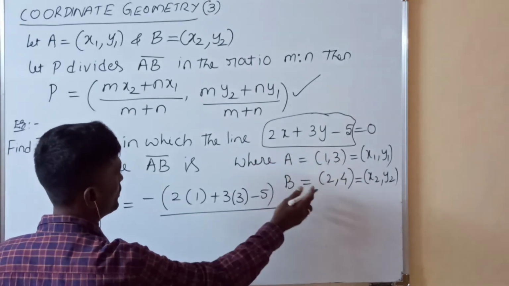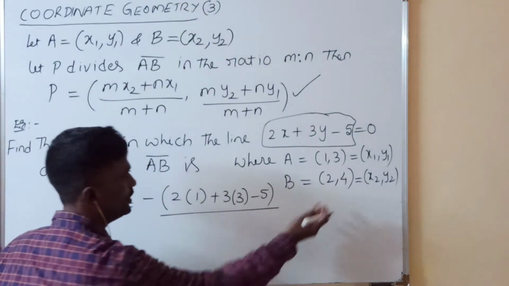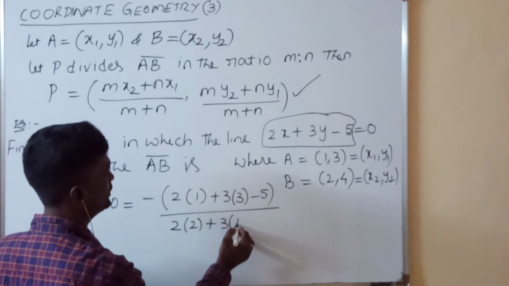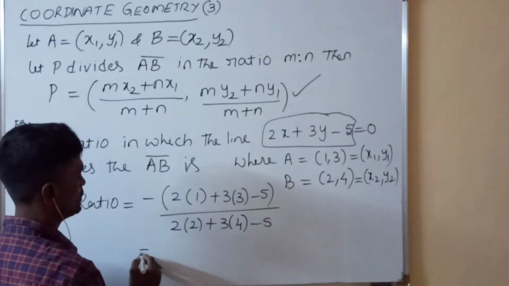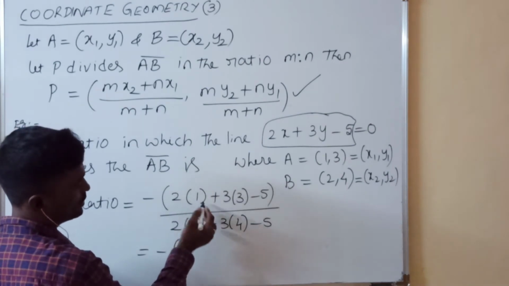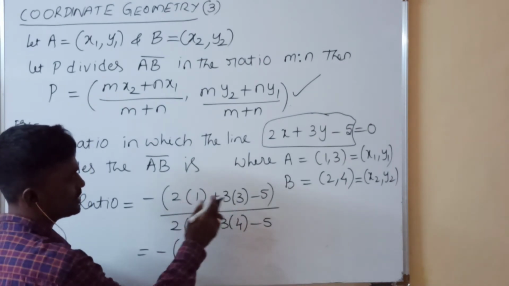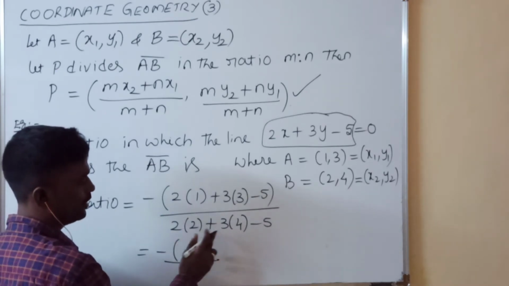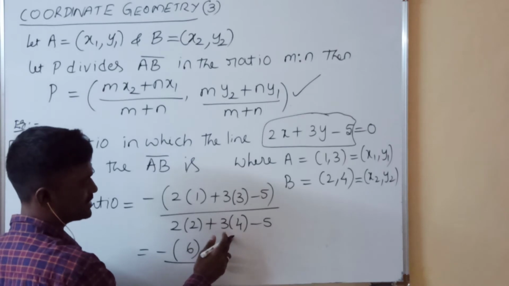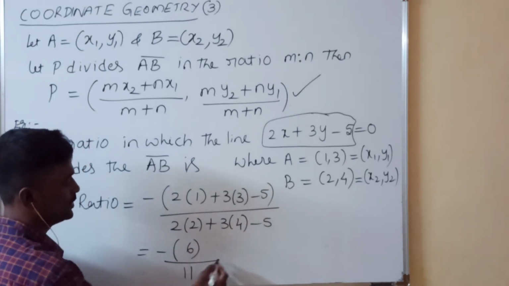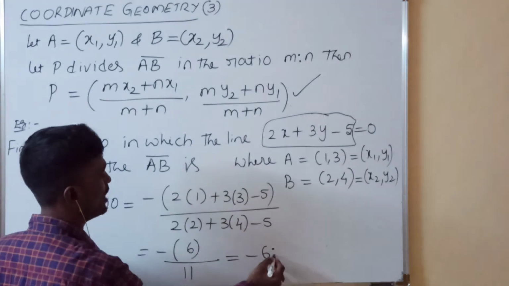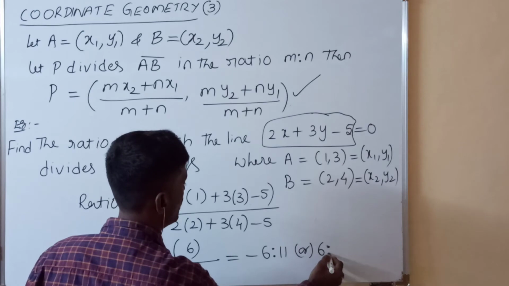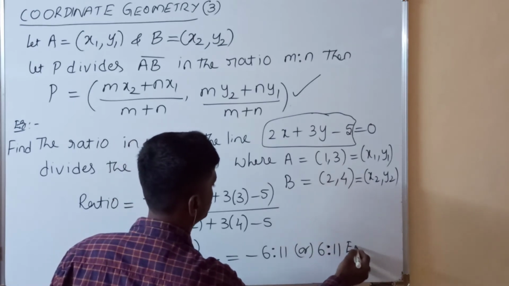Now in the same expression we have to replace x and y by x2, y2, here 2 and 4. So 2 into 2 plus 3 into 4 minus 5. So minus of 2 ones are 2, 3 threes are 9. 2 plus 9 is 11, 11 minus 5 is 6. Divided by 2 twos are 4, 3 fours are 12. 4 plus 12 is 16, 16 minus 5 is 11. So minus 6 by 11, or we can write minus 6 is to 11, or you can write 6 is to 11 externally.